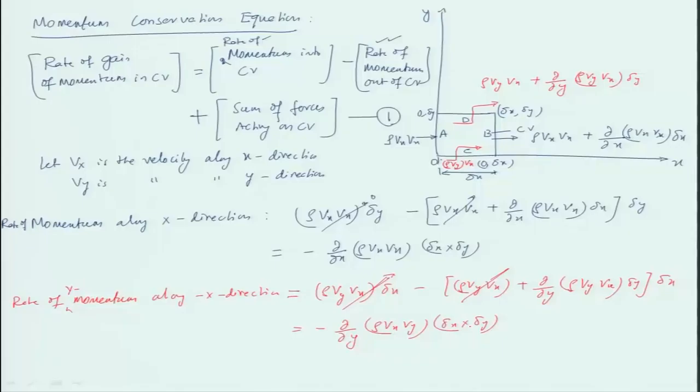So, if you look at the rate of accumulation of momentum along the x direction, what would it be? Along the x direction, only along the x direction right now. That will be ∂/∂t of (ρ v_x) into delta x into delta y. Of course, the volume is 1 in the direction perpendicular to this plane, so that itself is a volume. Keep that in mind.